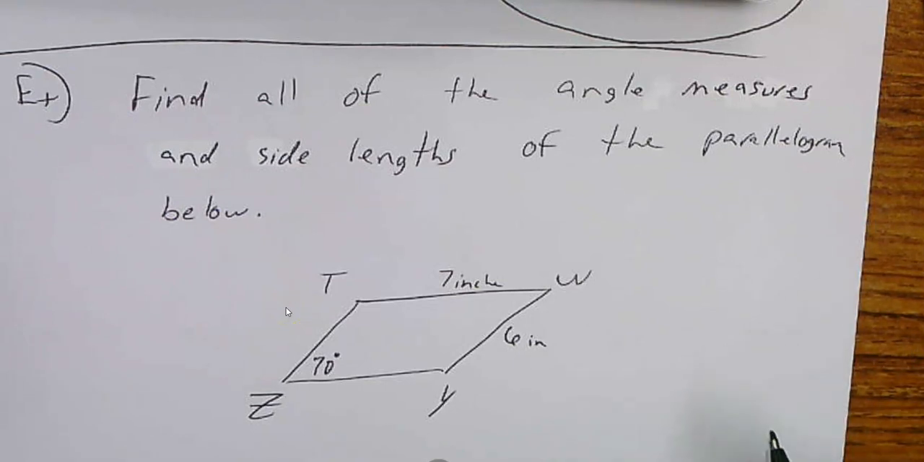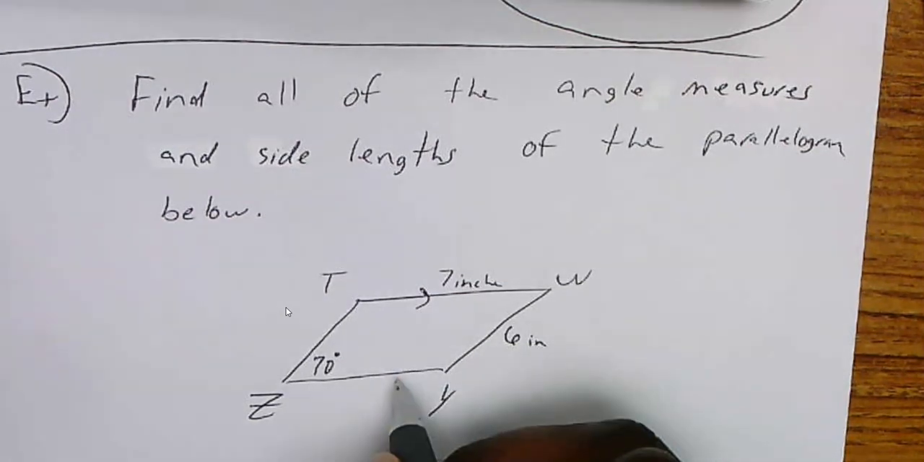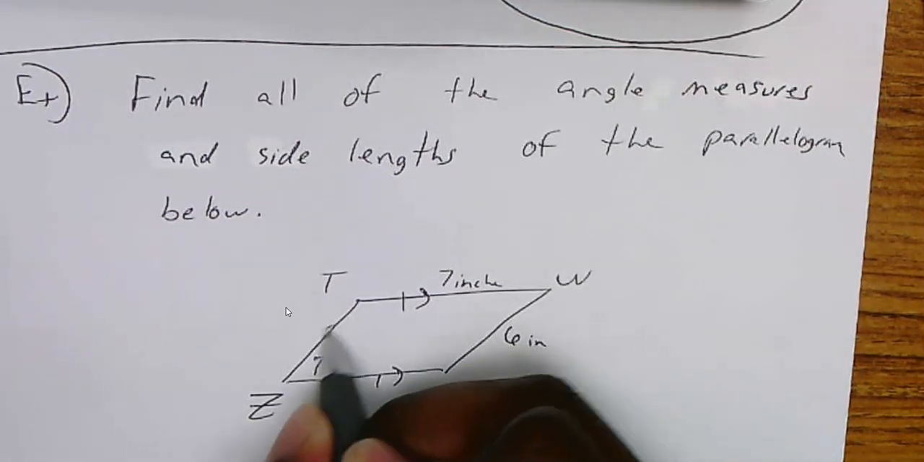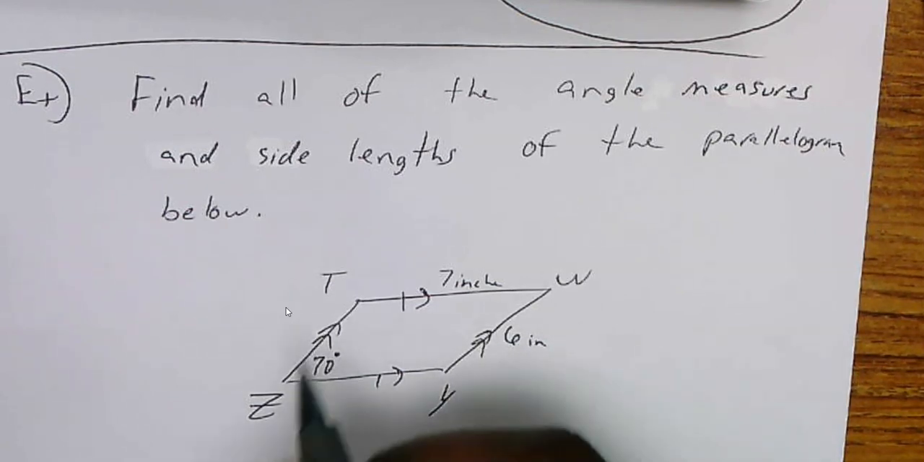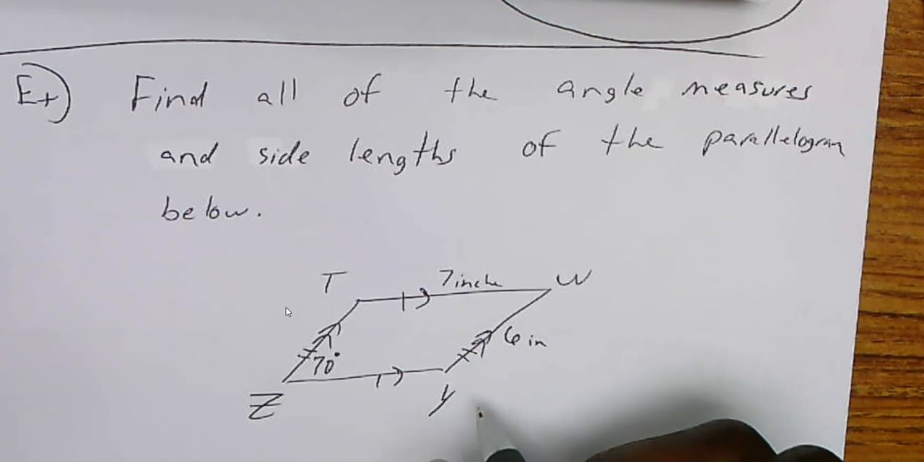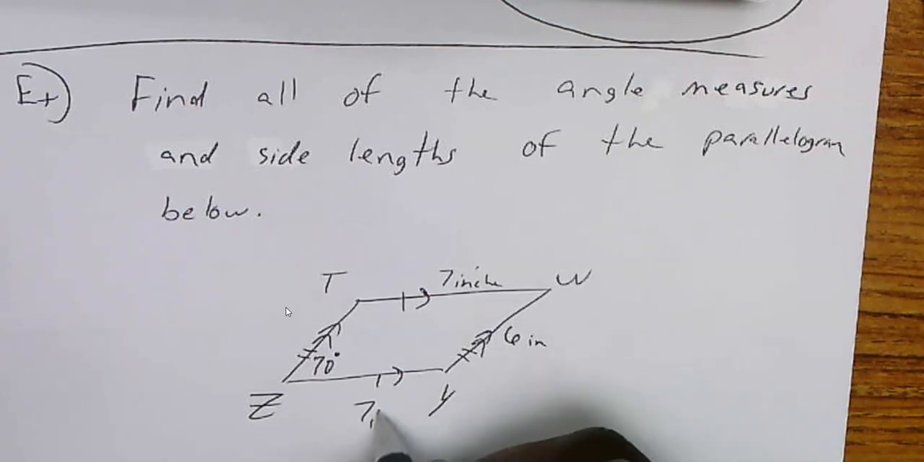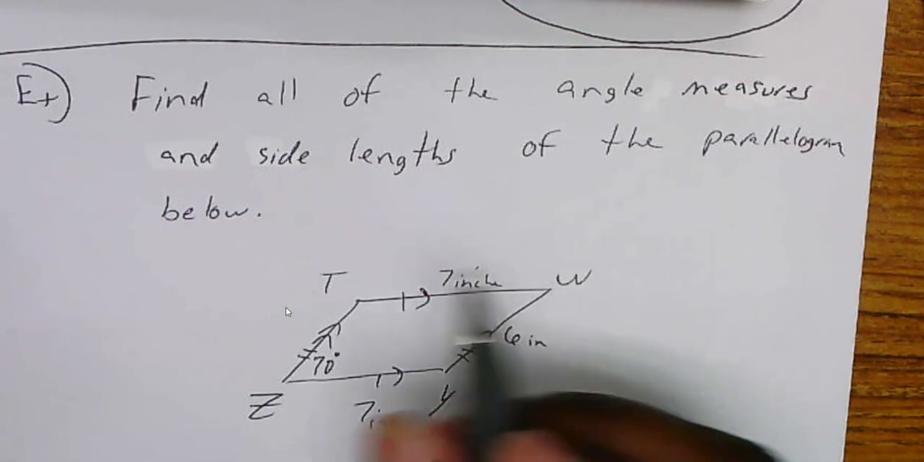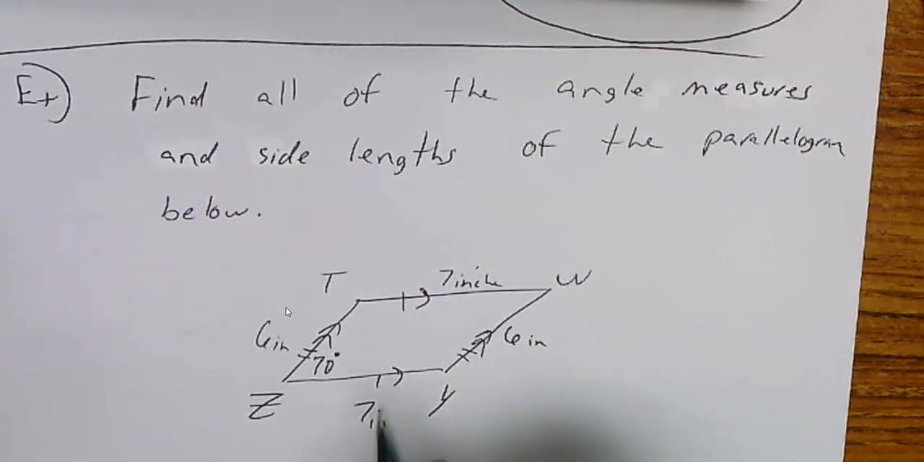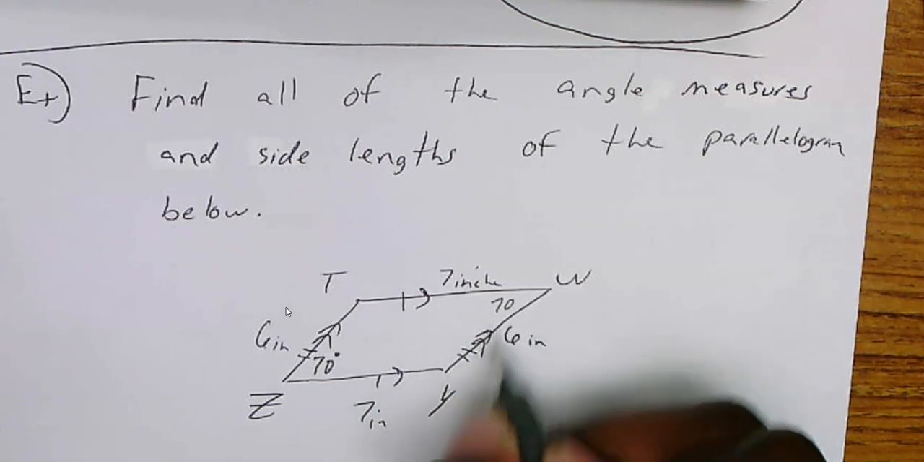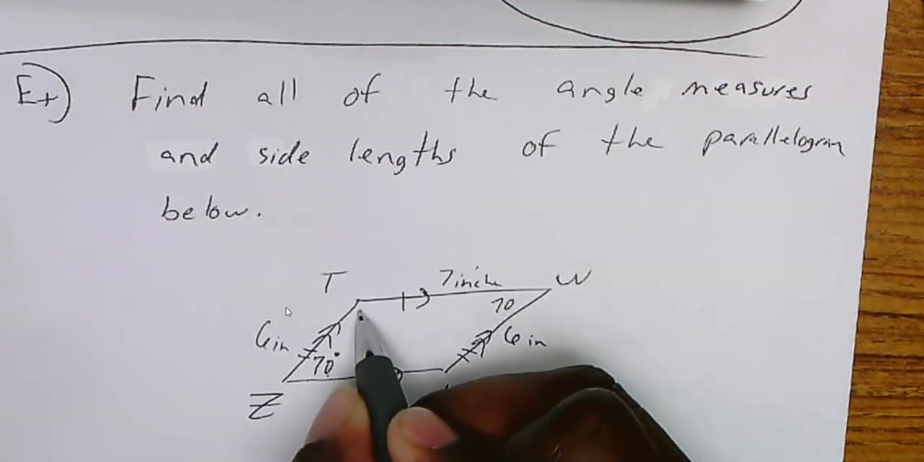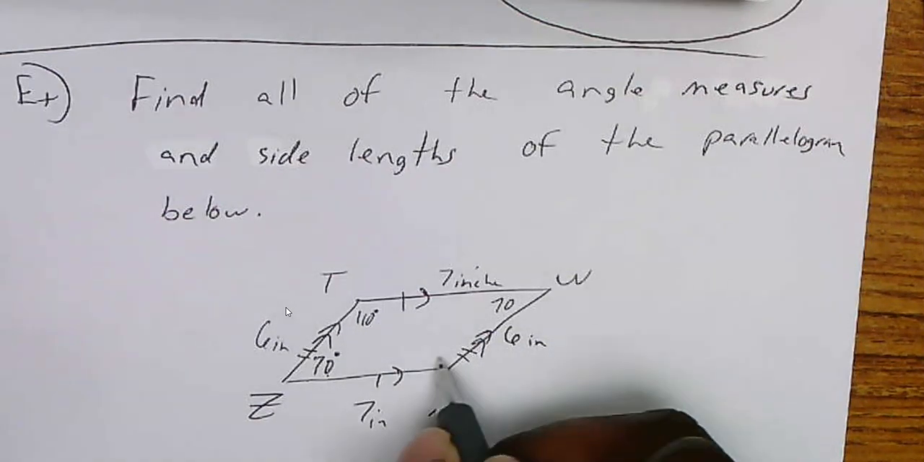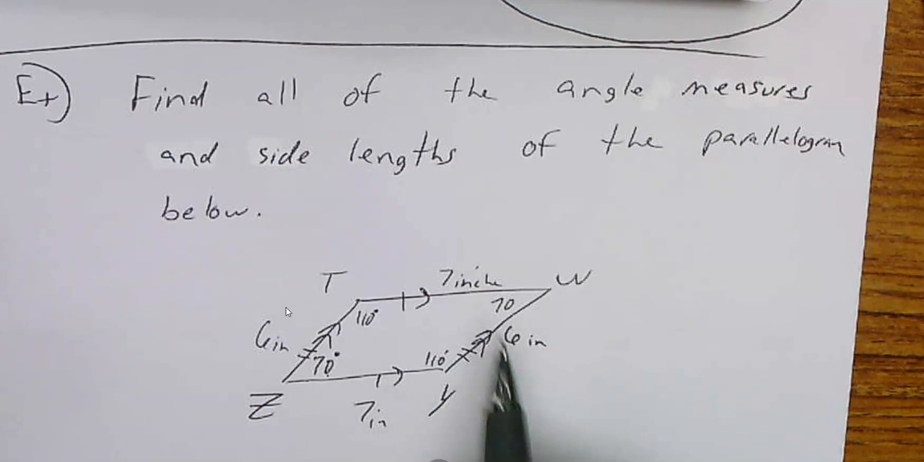All right, so let's find all of the angle measures and side lengths of the parallelogram below. By saying it's a parallelogram, I know these sides are parallel and congruent. I know these sides are parallel and congruent. So I know this side is 7, this side is 7 inches too. If this side is 6, this side is also 6 inches. Also, I know this angle is 70, this one is 70. And if this one's 70, this is 110 because it's supplementary. This is also 110. So now I've found all the missing sides and all the missing angles of that parallelogram. Let's look at another one.